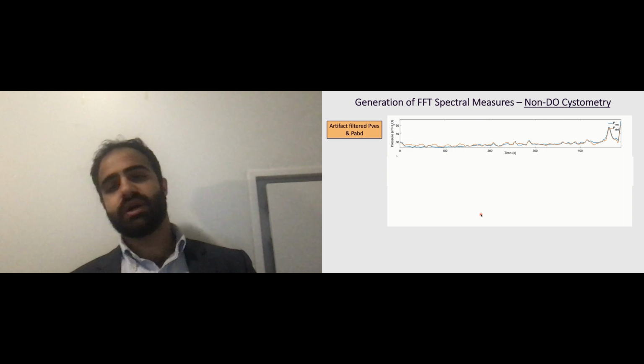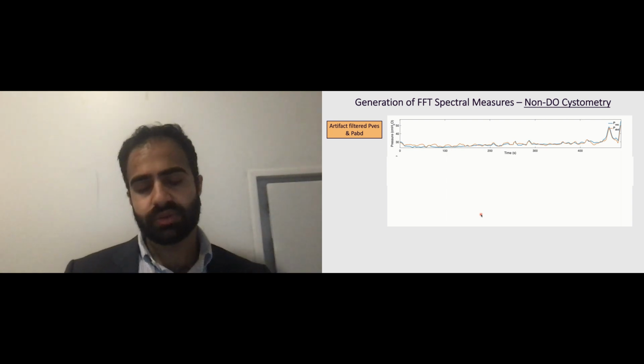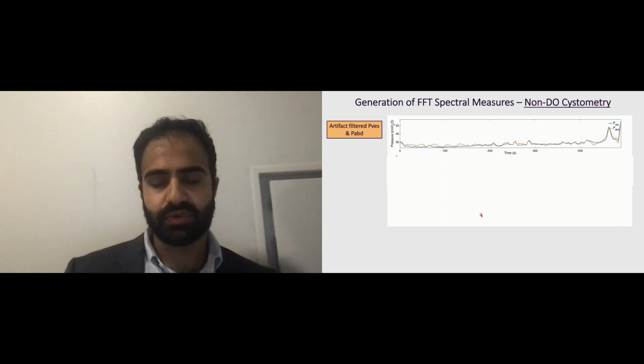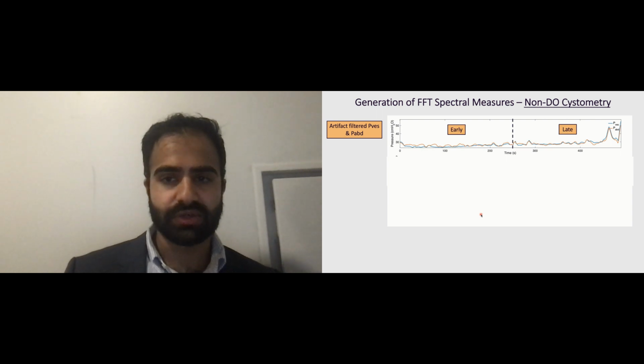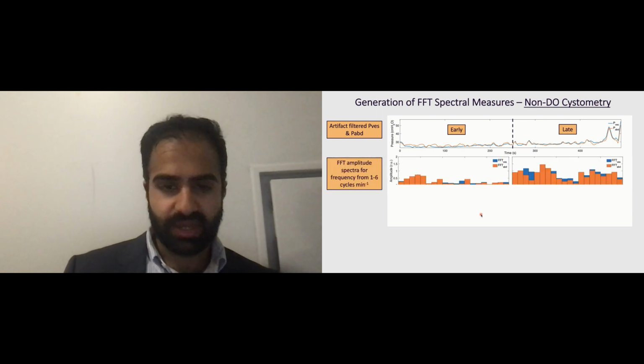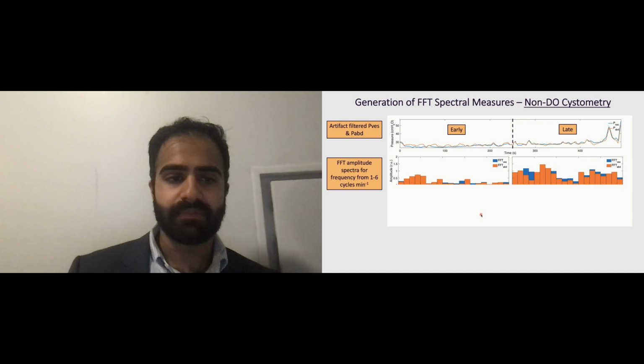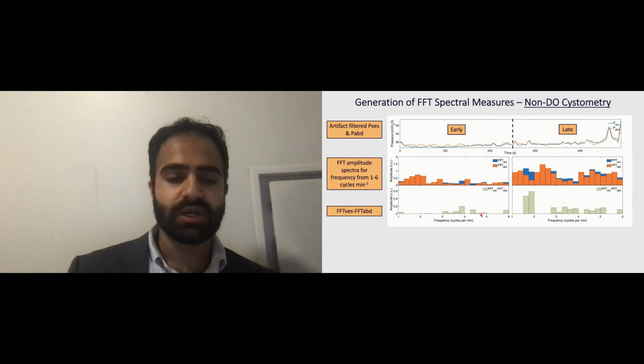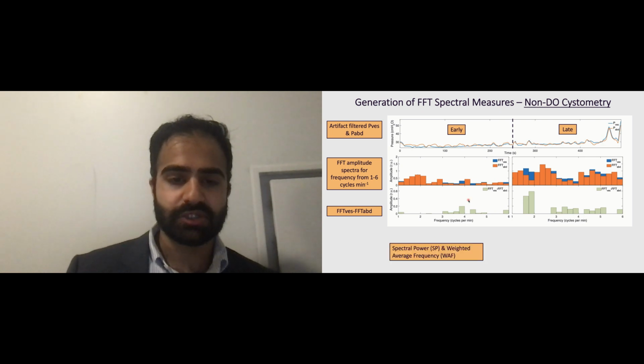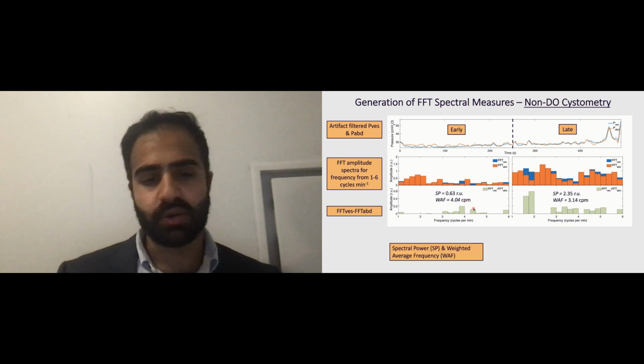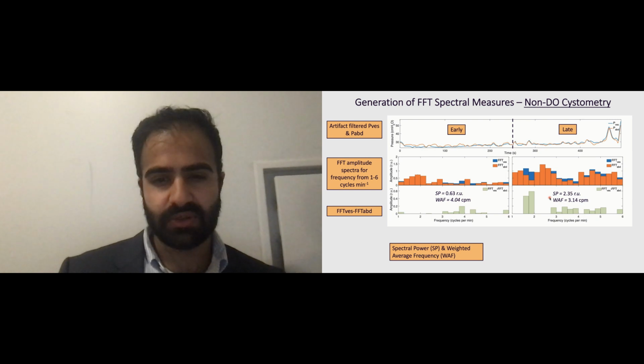Let's do the same thing with the non-DO patient. So import their data into MATLAB, filter for movement and cough artifacts, divide into early and late, apply the FFT spectra for the same frequency range, and then subtract the two spectra to get bladder-specific spectra, and then calculate the spectral power and weighted average frequencies. Again, you can see those values here.